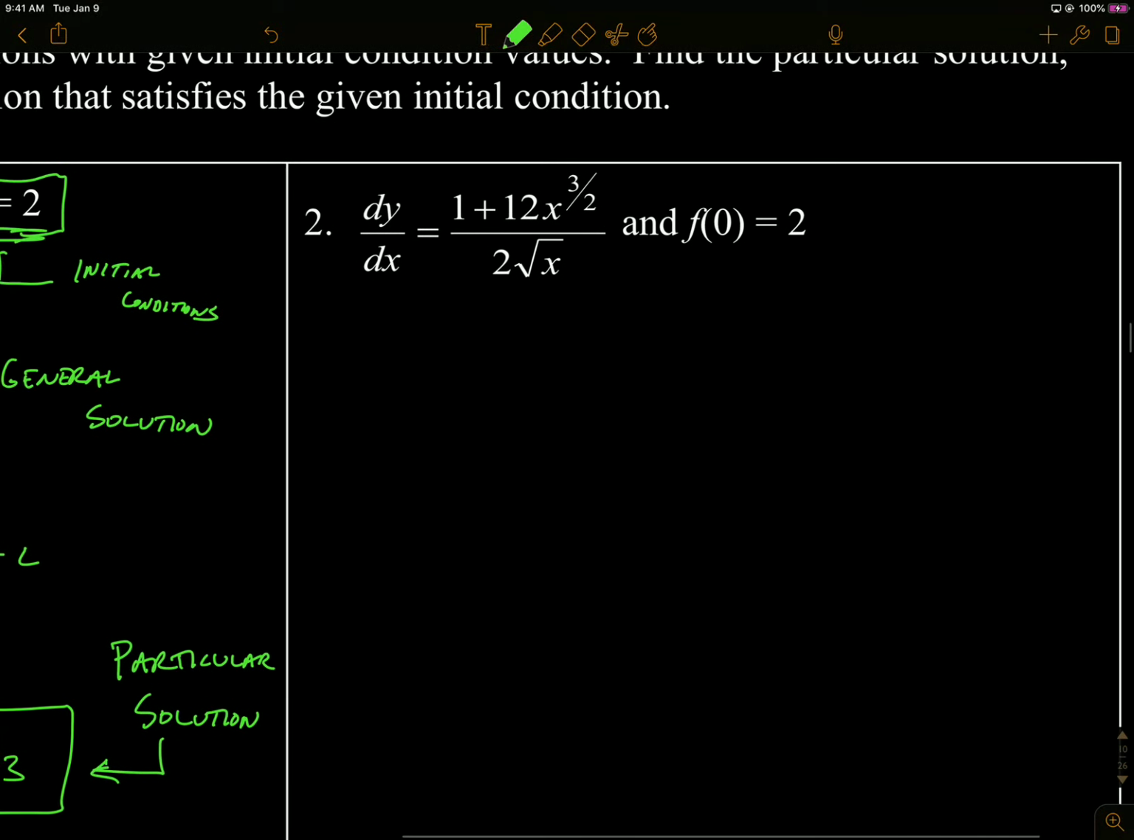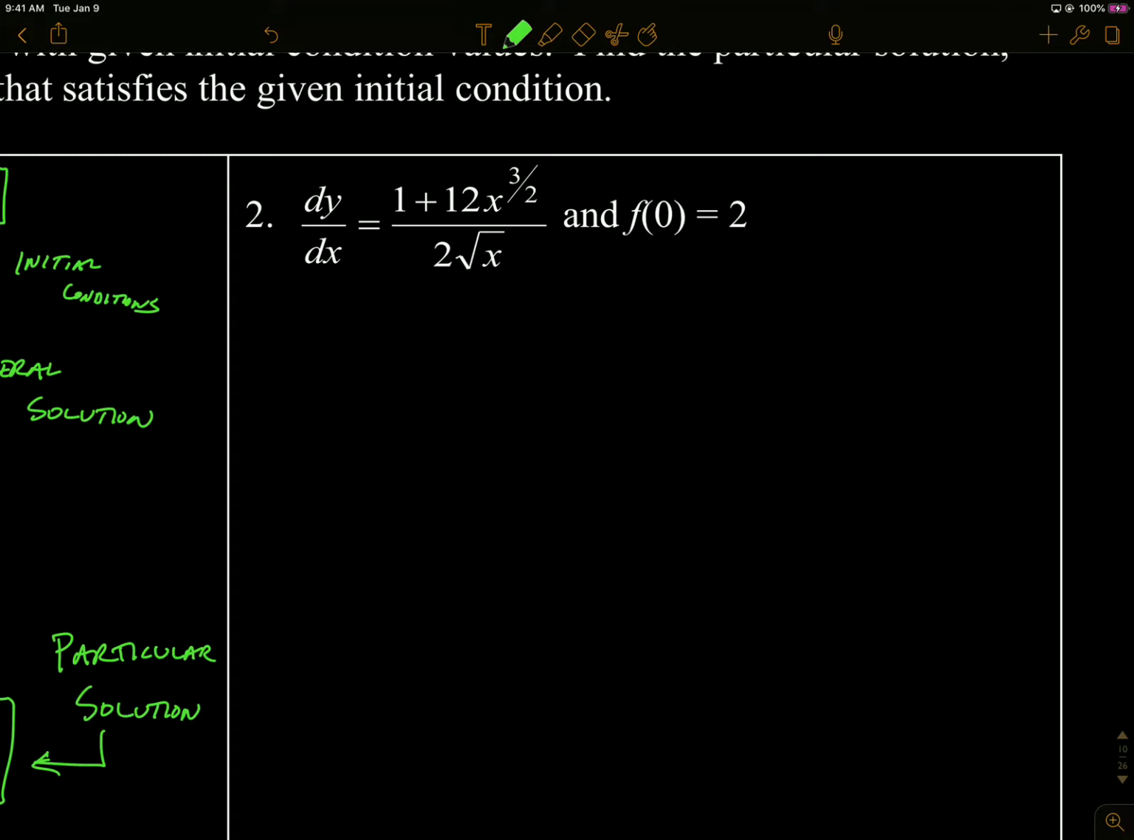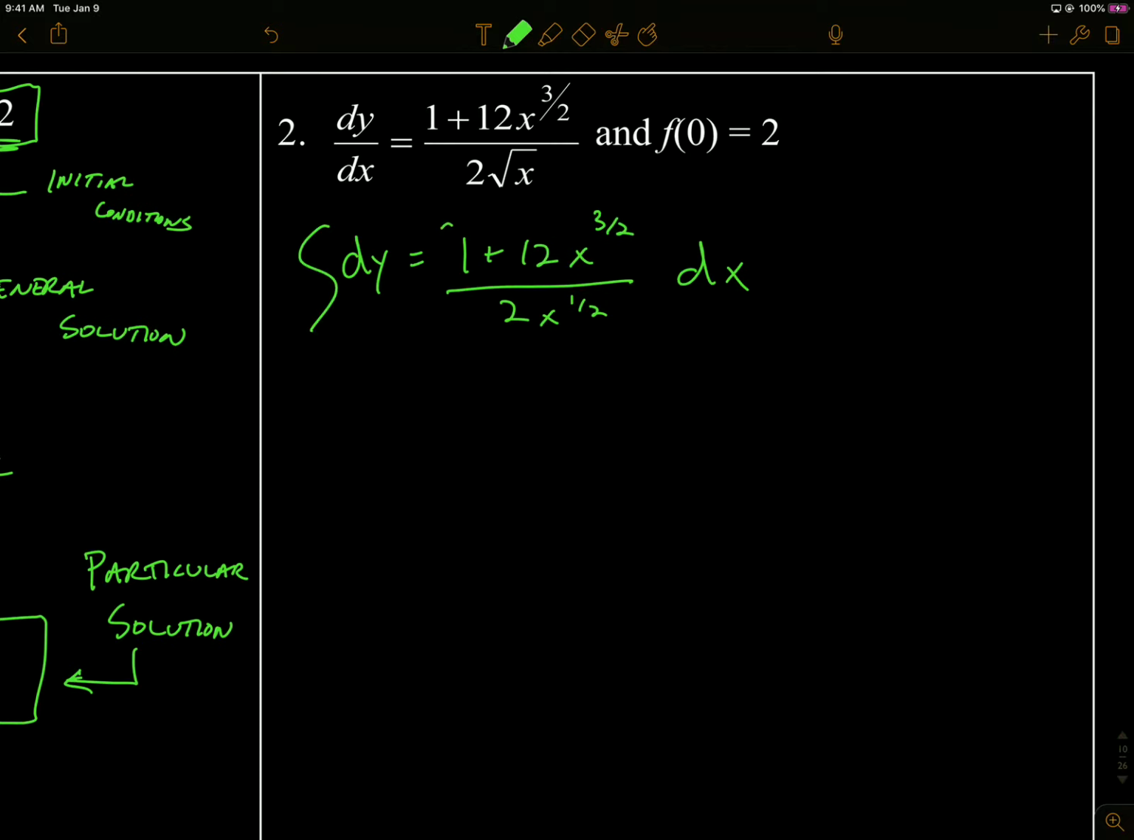Okay, so let's try this next one. We do the separation of variables. We multiply both sides by dx. I get dy equals 1 plus 12x to the 3/2 over 2x to the 1/2 times dx. So now I want to integrate both sides. I'm not going to integrate the right side yet because I'm not ready to. So maybe I will integrate the left, to show you that you can kind of do it in parts. So over here, when I integrate my dy, I get just y. Over here, I'm not integrating yet, so I'm going to leave it as the integral.